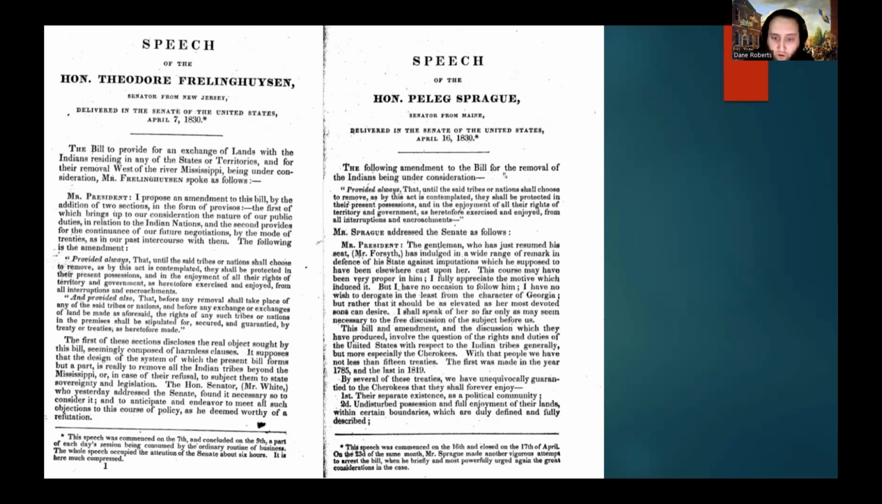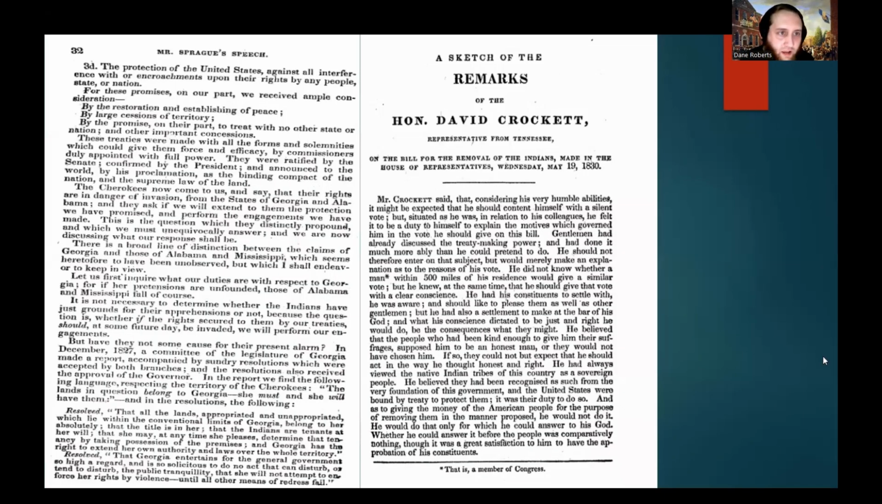I shall speak of her so far only as may seem necessary to the free discussion of the subject before us. This bill and amendment and the discussion which they have produced involve the question of the rights and duties of the United States with respect to the Indian tribes generally, but more especially the Cherokees. With that people, we have no less than 15 treaties. The first was made in the year 1785, and the last in 1819. By several of these treaties, we have unequivocally guaranteed to the Cherokees that they shall forever enjoy, first, their separate existence as a political community; two, undisturbed possession and full enjoyment of their lands within certain boundaries which are duly defined and fully described; third, the protection of the United States against all interference with or encroachments upon their rights by any people, state, or nation.